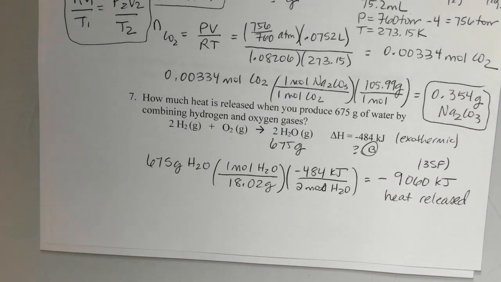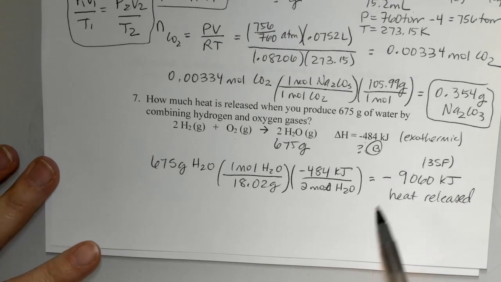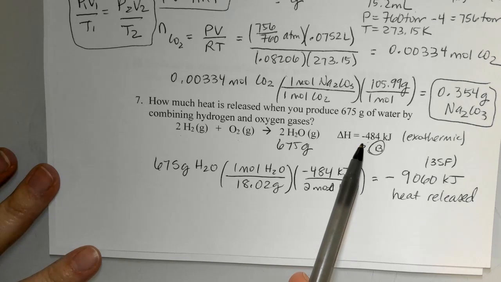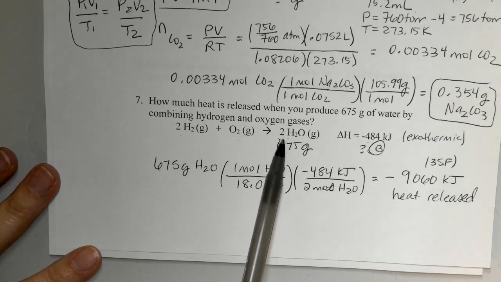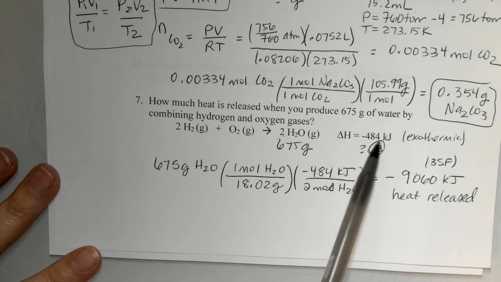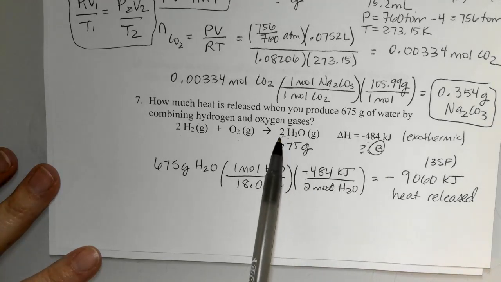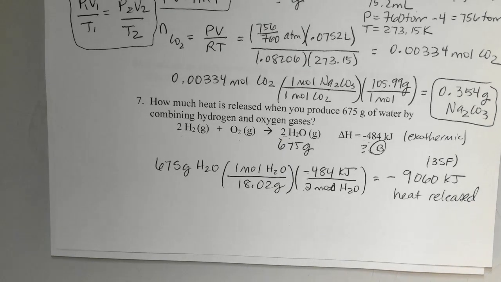All right, so that is a nice example of a thermochemical equation, and using that delta H as a conversion factor. Remember, you can relate delta H to any substance in the equation. Just make sure you use that coefficient that's in the balanced equation. We get negative 484 kilojoules every time we produce 2 moles of water. So that's what we want to make sure and capture, 2 moles of water.